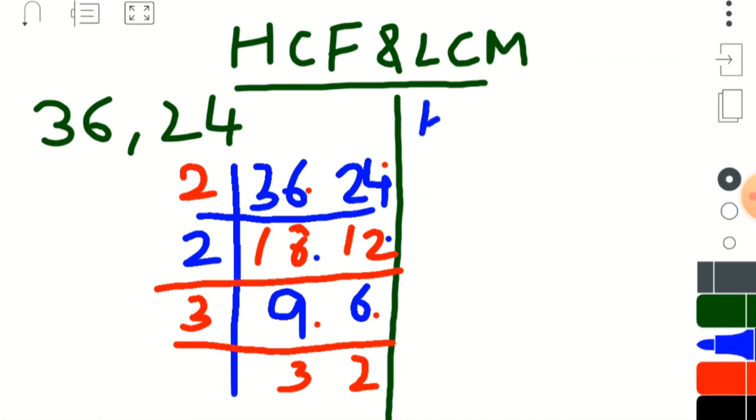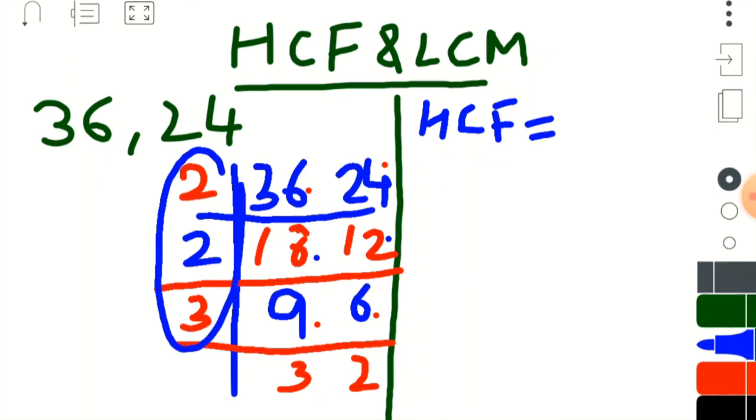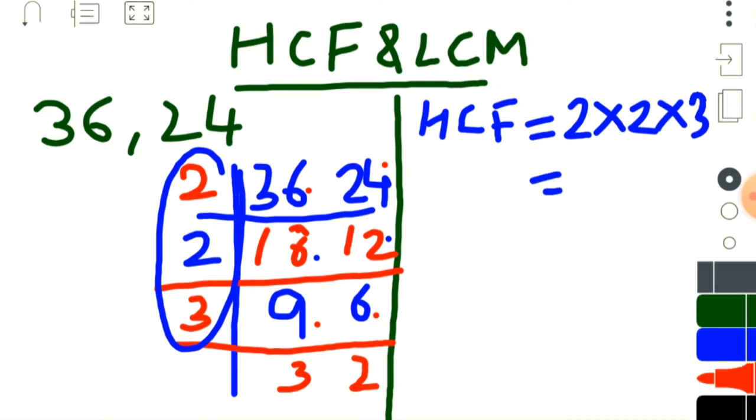So the HCF will be these numbers, that is 2 into 2 into 3. So your answer will be 12. 2 2s are 4, 4 3s are 12. Now we will calculate the LCM.